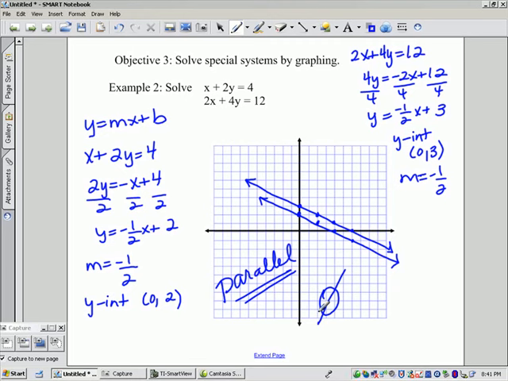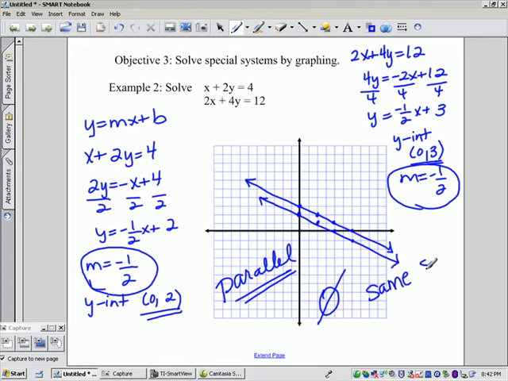Now, is there a way you could have told that? Hopefully, whenever I was solving for y, you noticed something. Do you remember we talked about parallel lines a couple sections ago? Parallel lines are ones that have the same slope, but different y-intercepts. So if you have the same slope and different y-intercepts, you will have the case of parallel lines which have no solution.